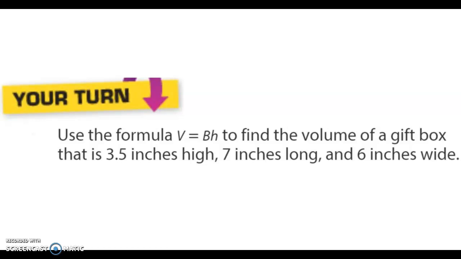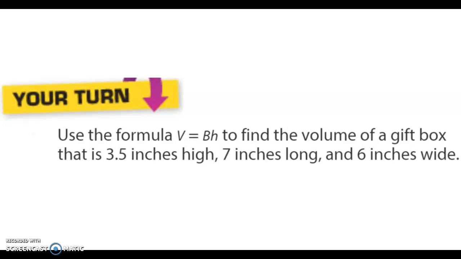V is equal to big B times H to find the volume of a gift box that is 3.5 inches high, 7 inches long, and 6 inches wide. Now we're going to use our powers of visualization like we did for the first time in elementary school to figure out what this is going to look like. It says that a gift box, we've all received a gift before, we all know what they look like. The traditional gift box is going to be a rectangular prism.